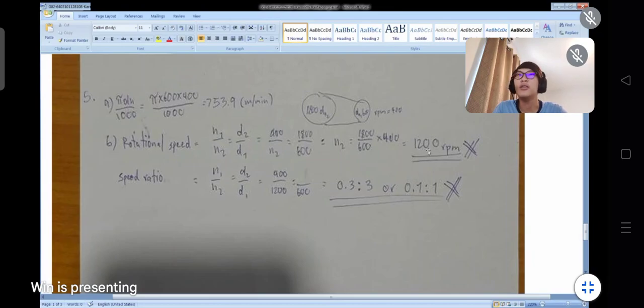So now that we find N2, we can find the speed ratio. Put all the numbers in here. I forgot to write 1800 here, sorry. For the rotational speed, you get 0.3, and for the 1800 divided by 600, you get 3. To simplify this, you just have to divide it by 3 because you can simplify this. It will be into 0.1 to 1 ratio.